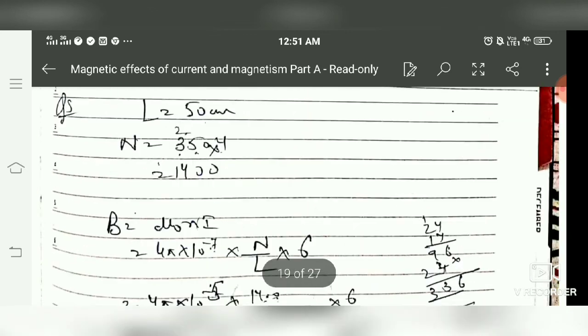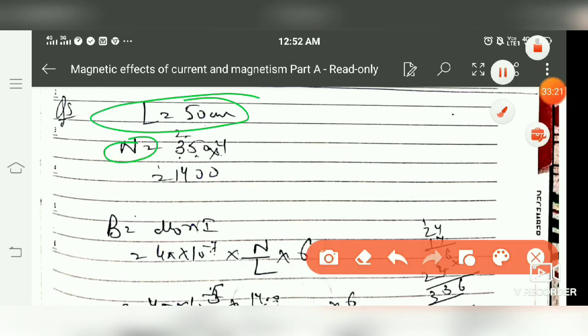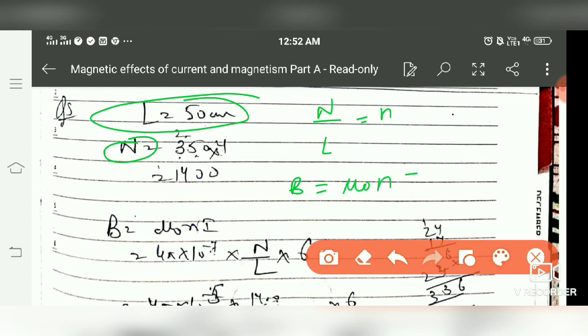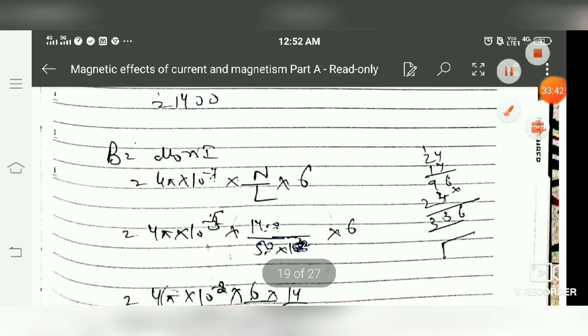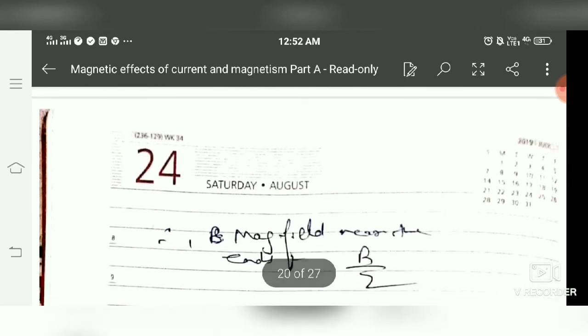Same is for toroid, but before that we will do a numerical of this. Suppose we have length equal to this, total number of turns be this, we know n by L equals small n. So if we have to calculate B, the formula is mu naught n into I, where mu naught by 4 pi equals what? 10 raised to power minus 7. So from here we can say mu naught equals 10 raised to power minus 7 into 4 pi. So we get 4 pi into 10 raised to power minus 7 n by L into I, where I is 6 ampere. By solving this, we will get the value of B.